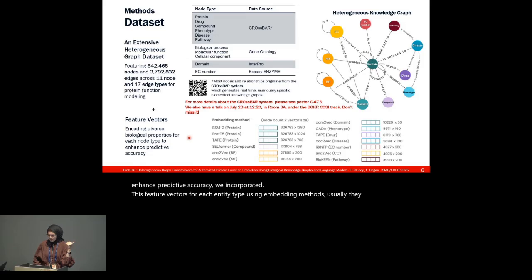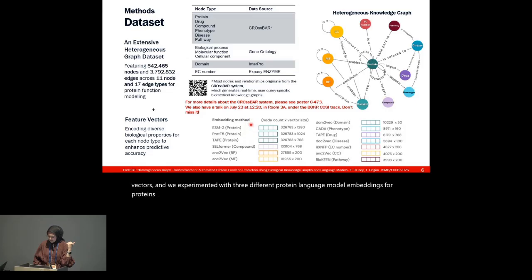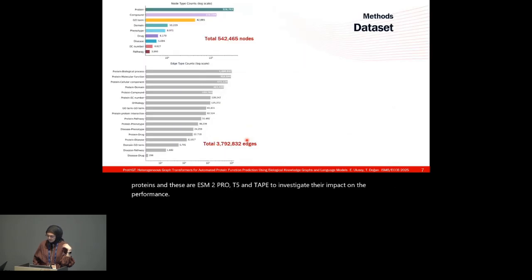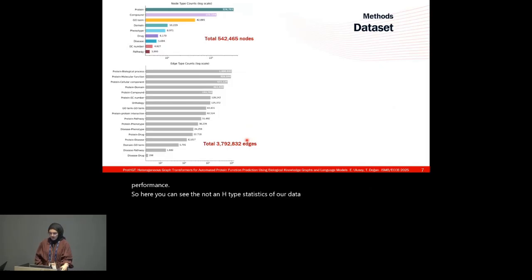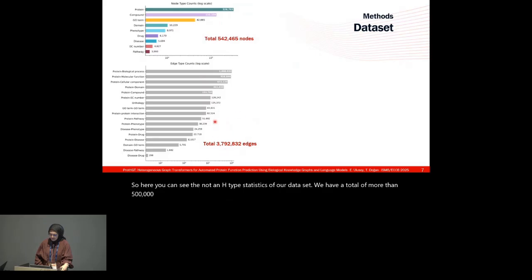Usually they are protein or chemical language models that are used to represent sequences of proteins or other entities as numerical vectors. We experimented with 3 different protein language model embeddings for proteins: ESM2, ProtT5, and TAPE, to investigate their impact on the performance. Here you can see the node and edge type statistics of our data set. We have a total of more than 500,000 nodes and nearly 4 million edges.